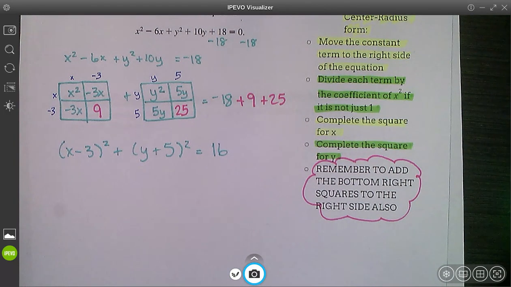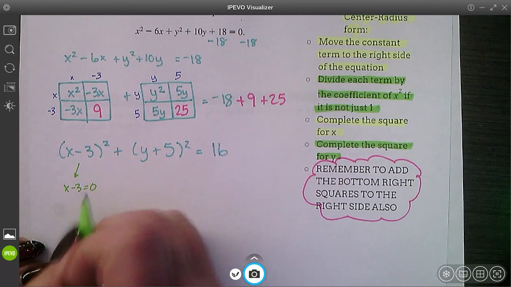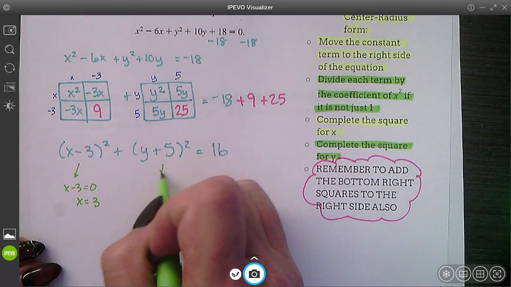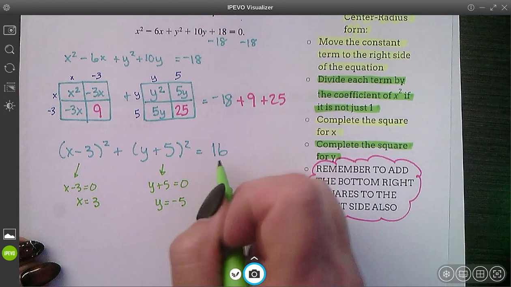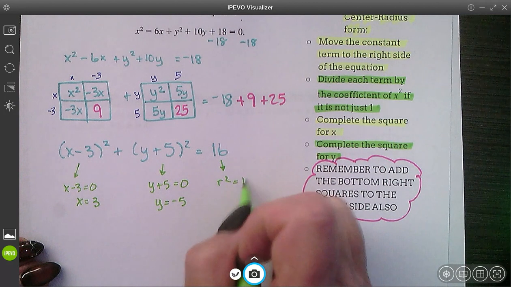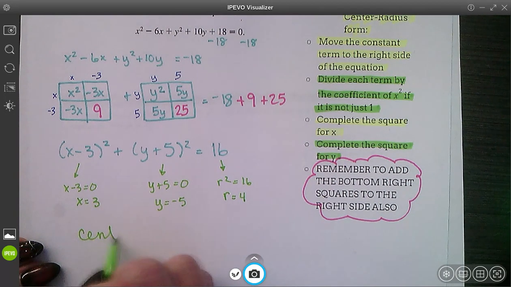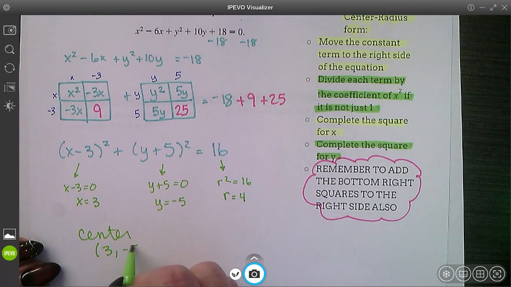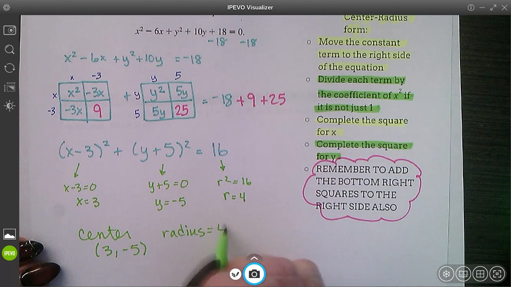And now I can tell where the center is and what the radius is for this circle. So to find the center, I set x minus 3 equal to 0 to give me x equals 3. I set y plus 5 equal to 0 to give me y equals negative 5. And I take the square root over here to give me r is 4. So the center will be at 3, negative 5, and the radius is 4.